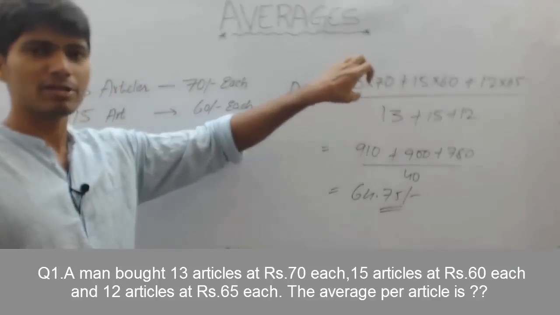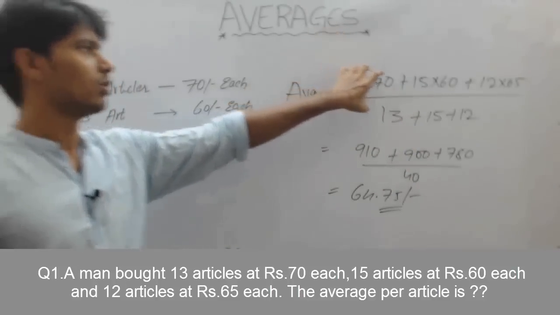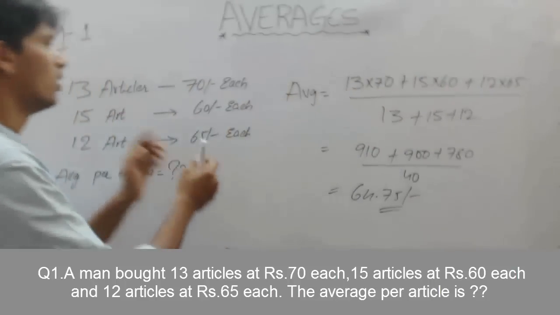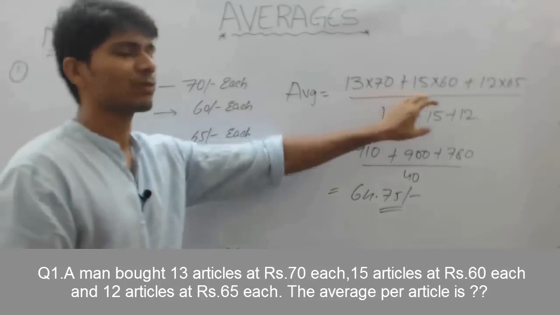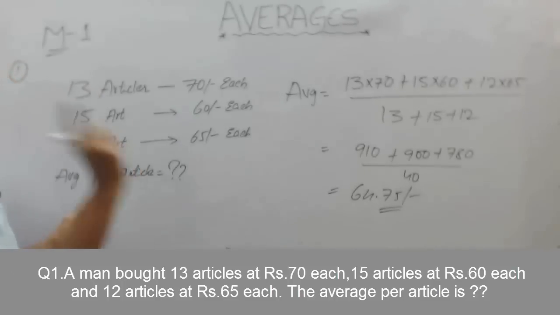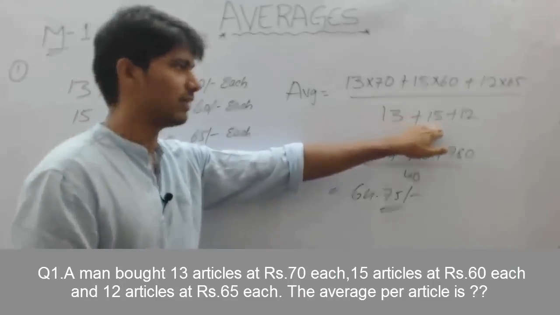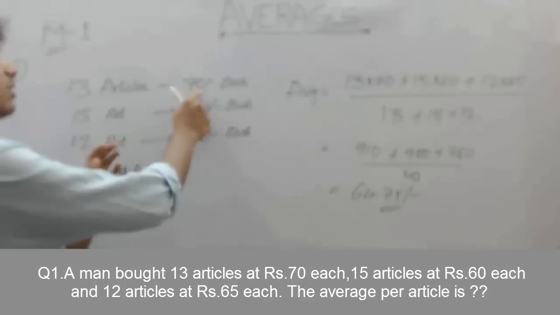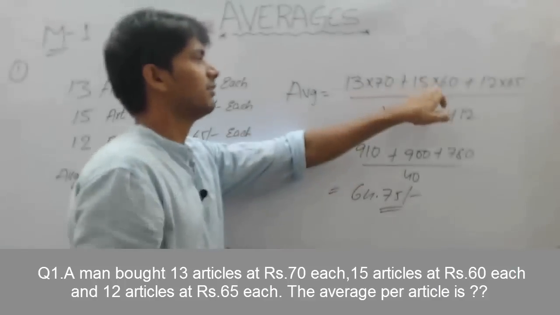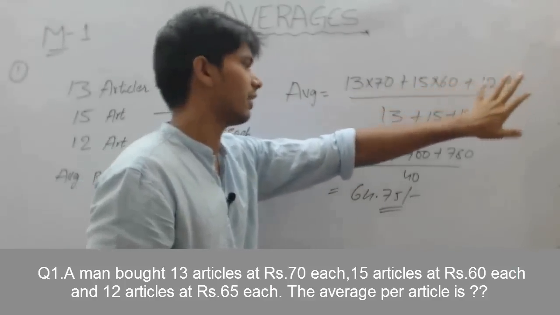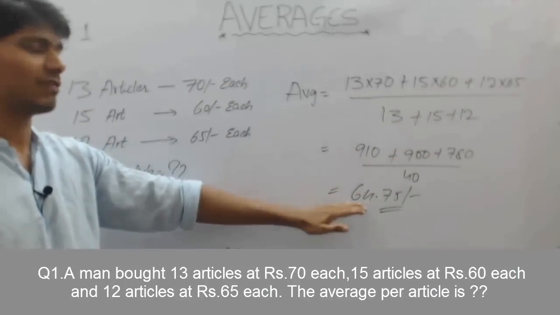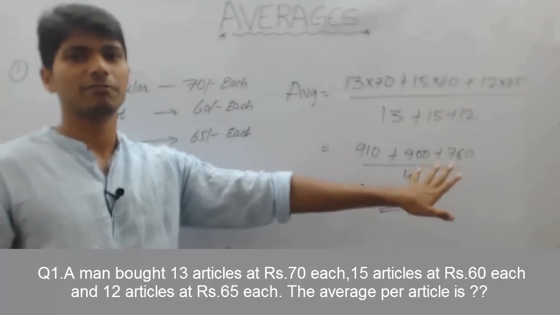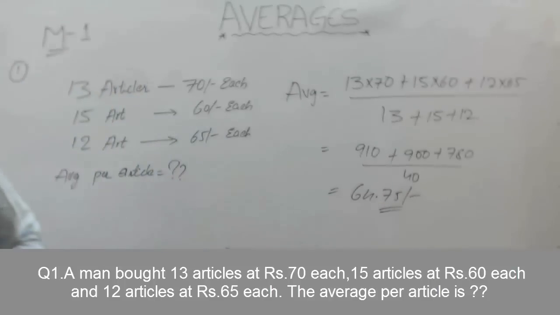So this model is based purely on the formula, that is total observation, that means total cost by number of articles. So we need to find the average of each article. That's why we have taken the total number of articles and the cost of the total number of articles. So 70 into 13, 15 into 60, and 12 into 65. That gives the average cost of each article as 64.75. So let's move to the second question.